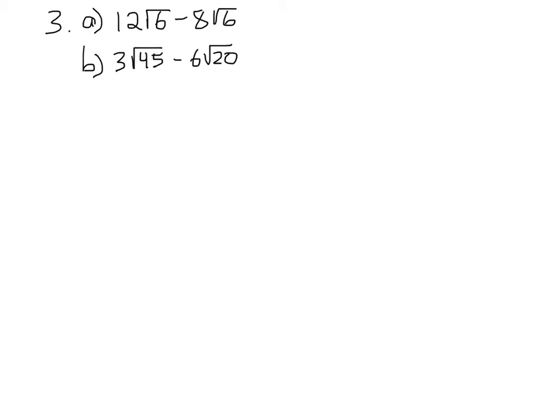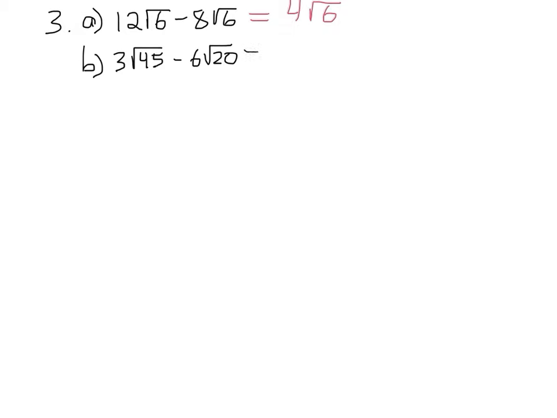Okay, 3a, we just have the same square root of 6, so we are just going to subtract 8 from 12, and we end up with 4 root 6. Part B, we have to try to simplify what's inside the square root signs.